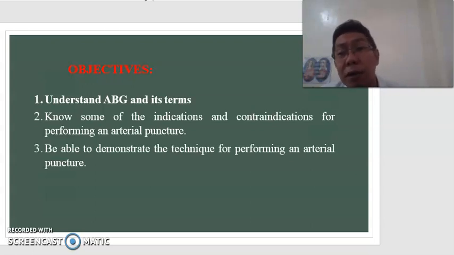So what are the objectives? We have to understand the terminologies in ABG, and the indications and contraindications in performing the arterial puncture. And you have to know the techniques in performing the arterial puncture. Not really demonstrating, because you will not have your return demonstration for this.